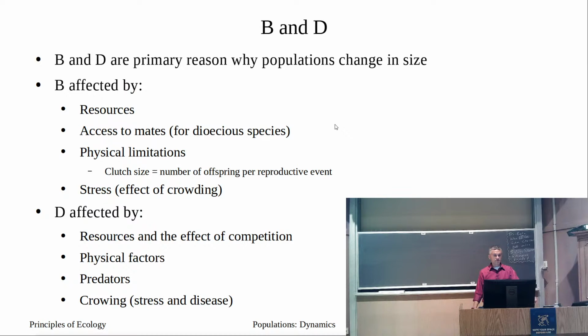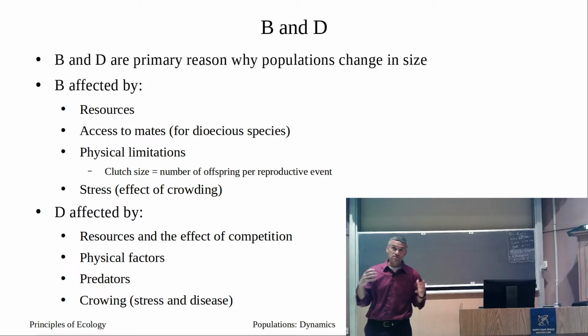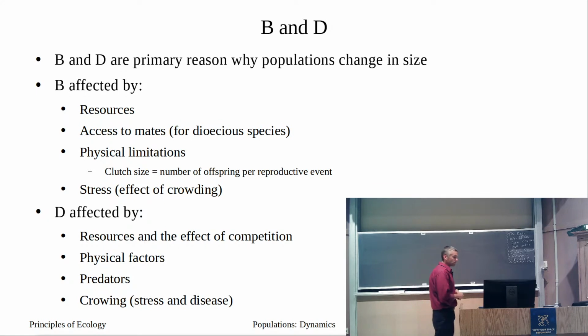All right, birth and death rates. Those affect our populations. Now, capital B and capital D refers strictly to the number of individuals that are born into the population and the number of individuals that die in our population. So we're going to see lowercase letters as well. Now, birth and death rates are the primary reason why populations change in size.